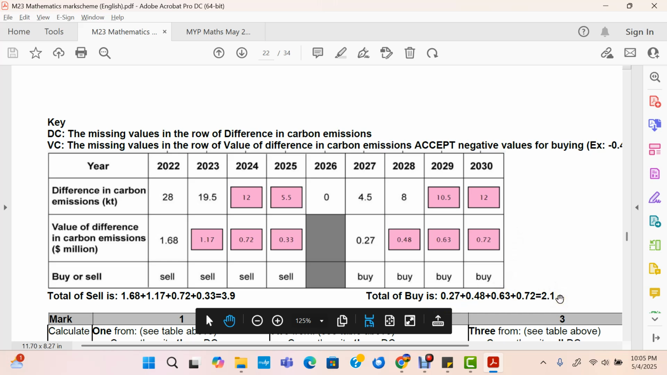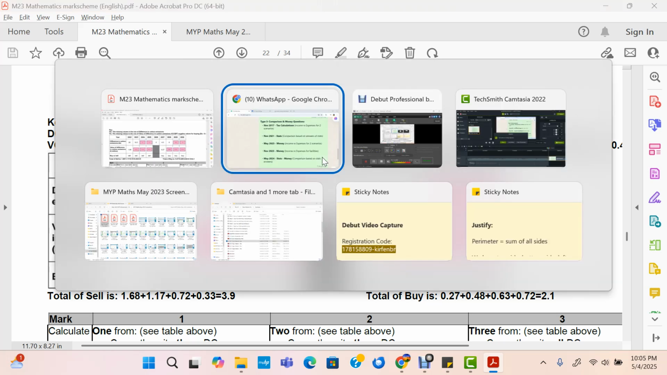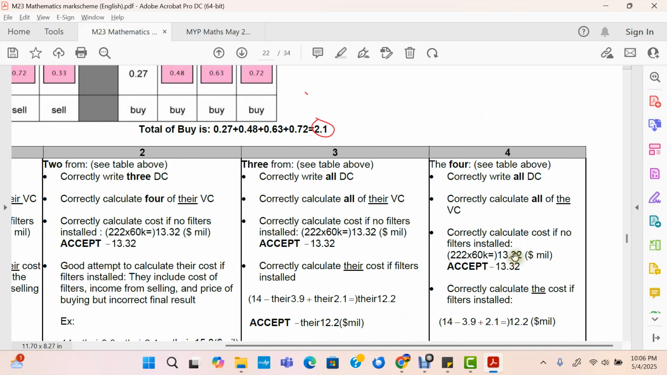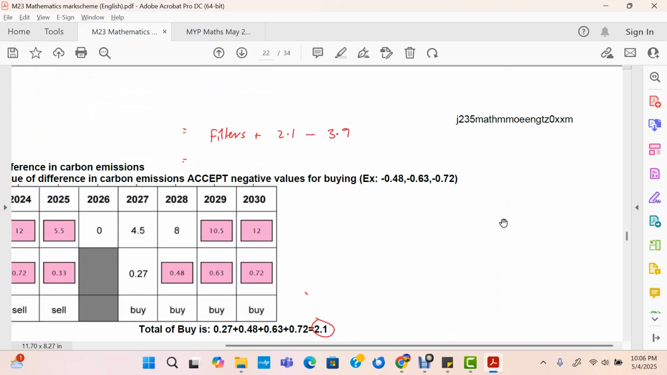So the total cost for scenario 2 is gonna be the cost of the filters, which was given to us in the question, plus this cost, 2.1 million, minus the 3.9 that you earned, and you will get a total cost, which I think, I don't know, it's gonna be something close to 12.2 million. Okay, I think that's gonna be the answer. You can just calculate it yourself.